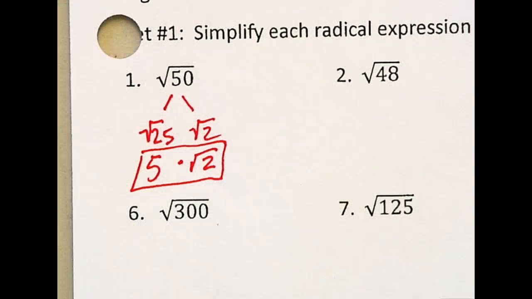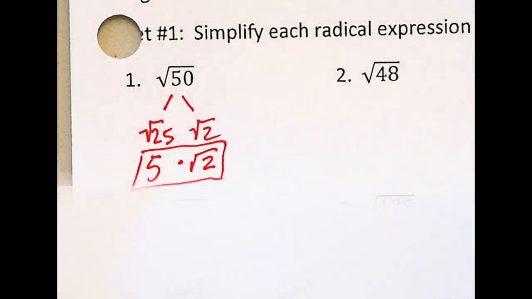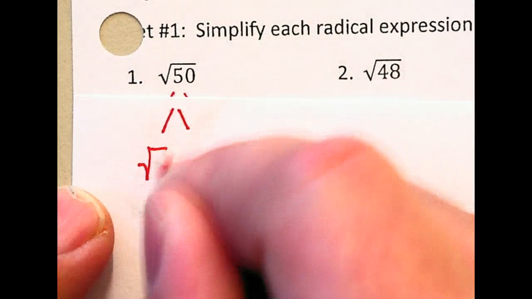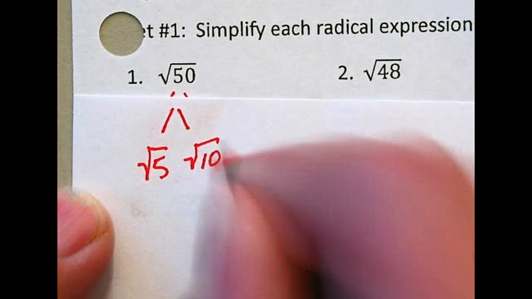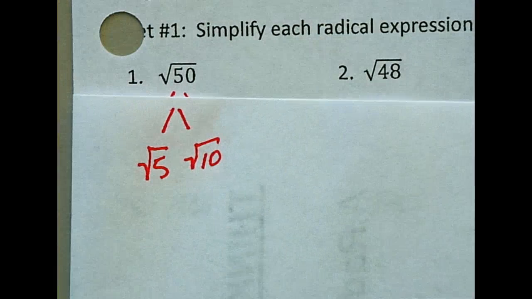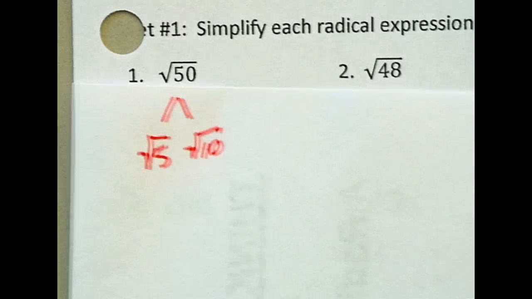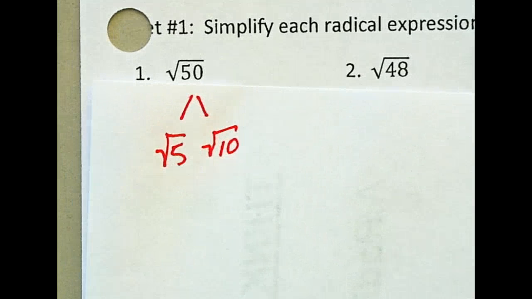Jaden: Instead of 25 and 2, could we do the square root of 5 and the square root of 10? Good question. Rather than doing 25 and 2, could we do root 5 by root 10? Go ahead and talk about it with your group. Is that okay? Yay or nay? Why? Why not? Jaden, you get a point for a good question.